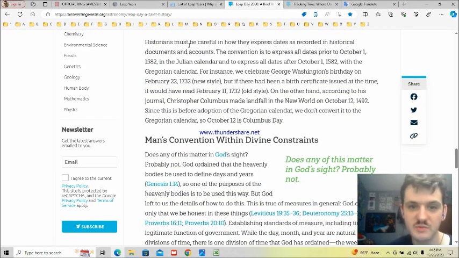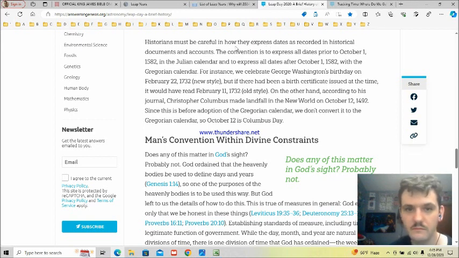Historians must be careful how we express dates recorded in historical documents and accounts. The convention is to express dates before October 1582 in the Julian calendar, and dates after October 1582 in the Gregorian calendar. For instance, we celebrate George Washington's birthday on February 22nd, 1732, new style. But on his birth certificate at the time, it was recorded as February 11, 1732, old style.